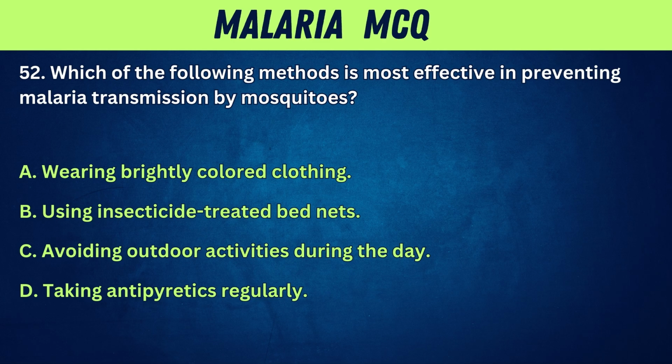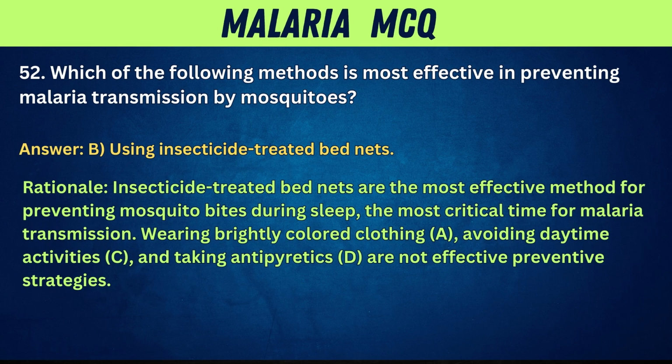Taking antipyretics regularly. Answer: B. Using insecticide-treated bed nets. Rationale: insecticide-treated bed nets are the most effective method for preventing mosquito bites during sleep, the most critical time for malaria transmission. Wearing brightly colored clothing, A, avoiding daytime activities, C, and taking antipyretics, D, are not effective preventive strategies.